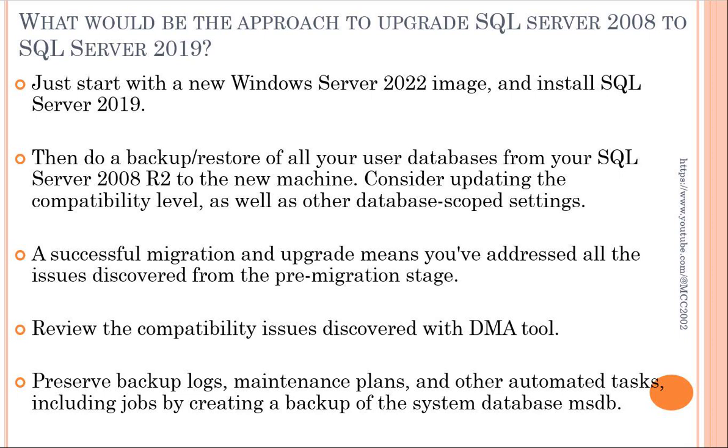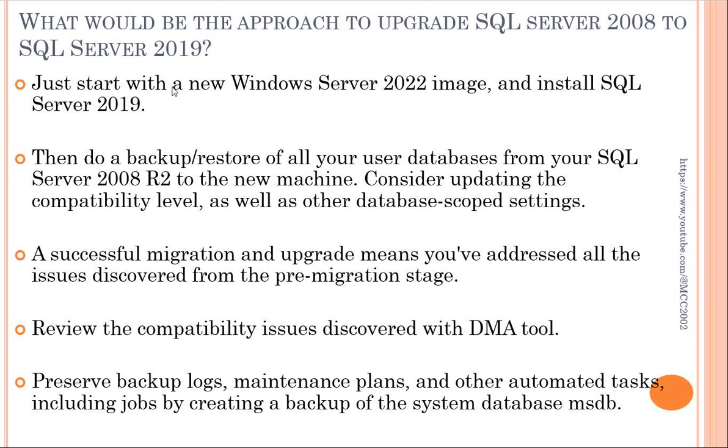Okay, so basically the older version is deprecated, and now everyone is trying to upgrade their server from 2008 to 2012, 2012 to 2014, or so on. So what will be the approach for upgrading 2008 to 2019 basically.